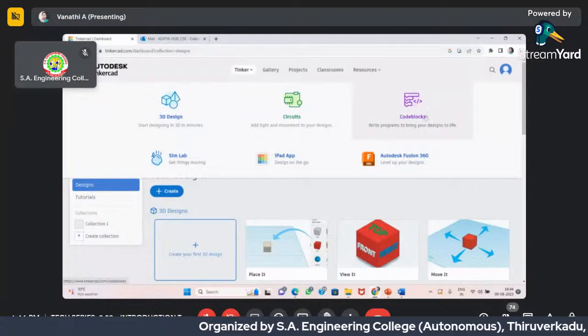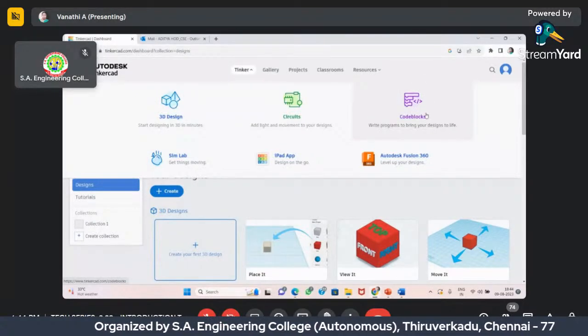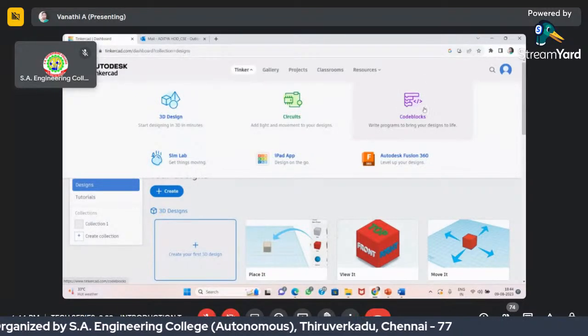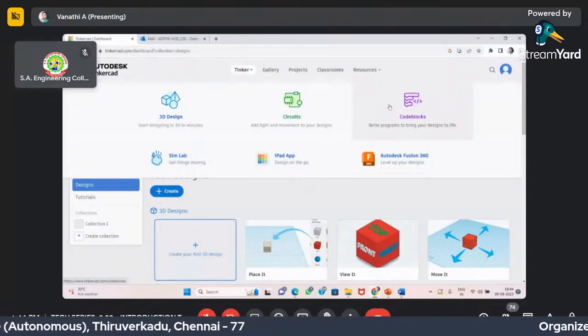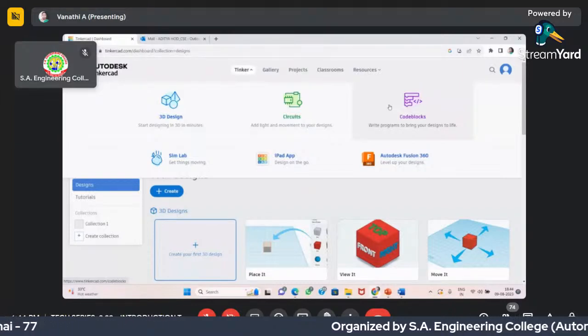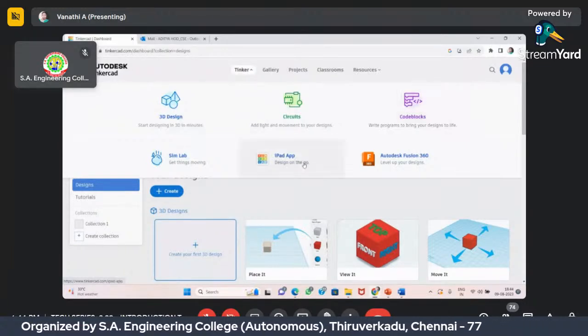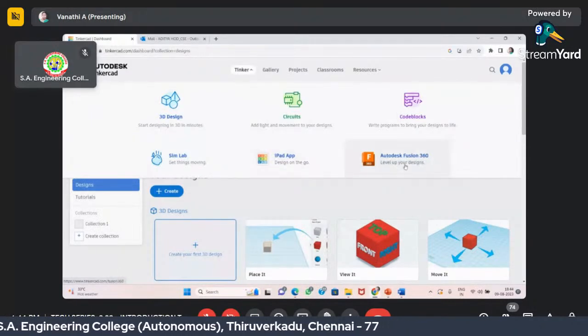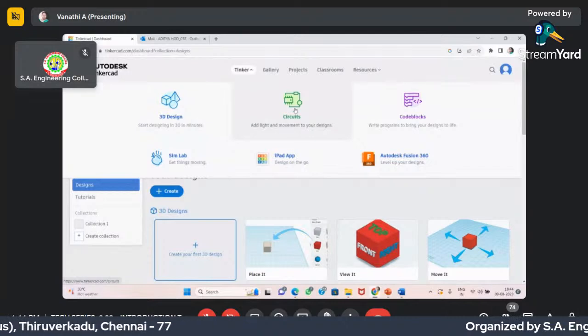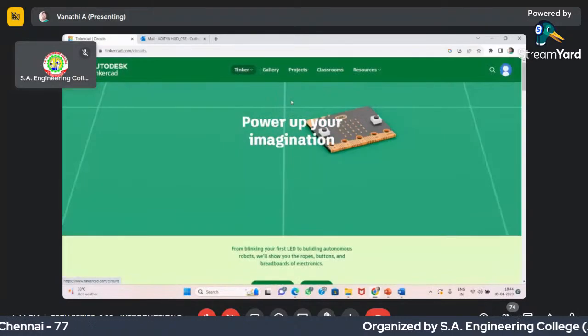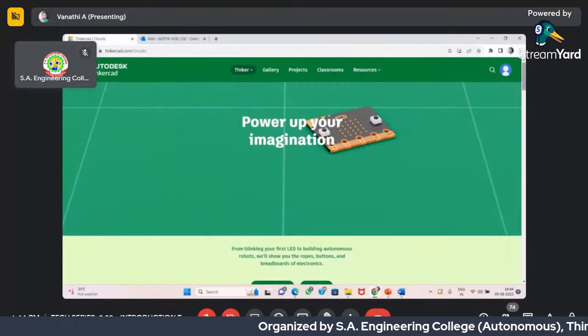This coding will be very useful, like for gaming here. This is implemented with Scratch, right? You need not write the code, simply drag and drop with the blocks. You can build a program on your own. You have a simulation lab, and you can also create an app for your iPad, right? And this is for Autodesk, right? Now I'll go straight to the circuits, where you can create it on your own.